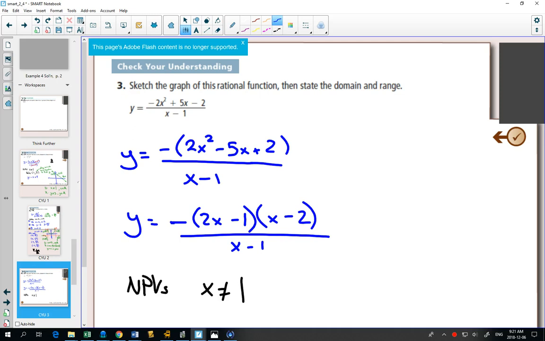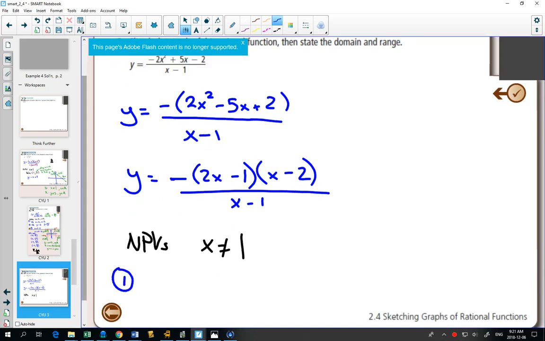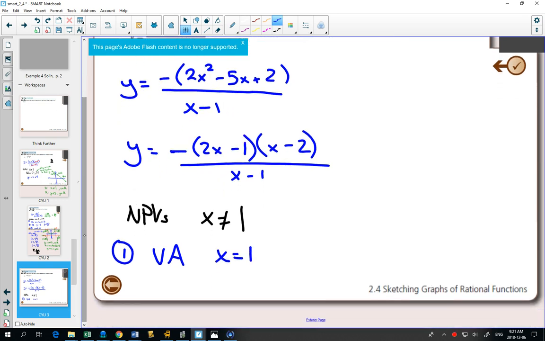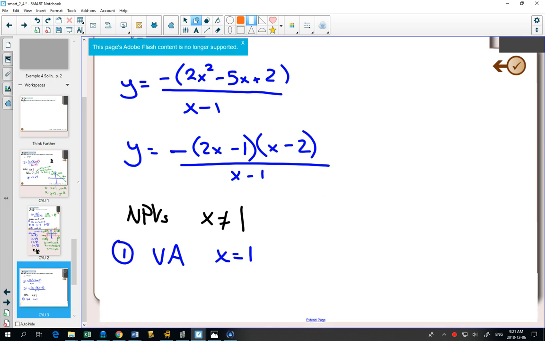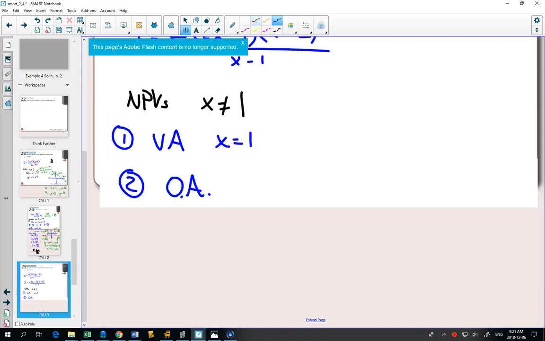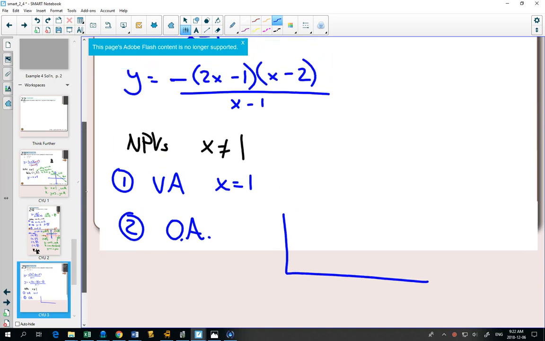So step number 1, we're going to have a vertical asymptote at x equals 1. And number 2, do we have an oblique or a horizontal asymptote? Because we have our highest degree in our numerator, we have an oblique asymptote. And so we find the equation of our oblique asymptote by doing synthetic division.